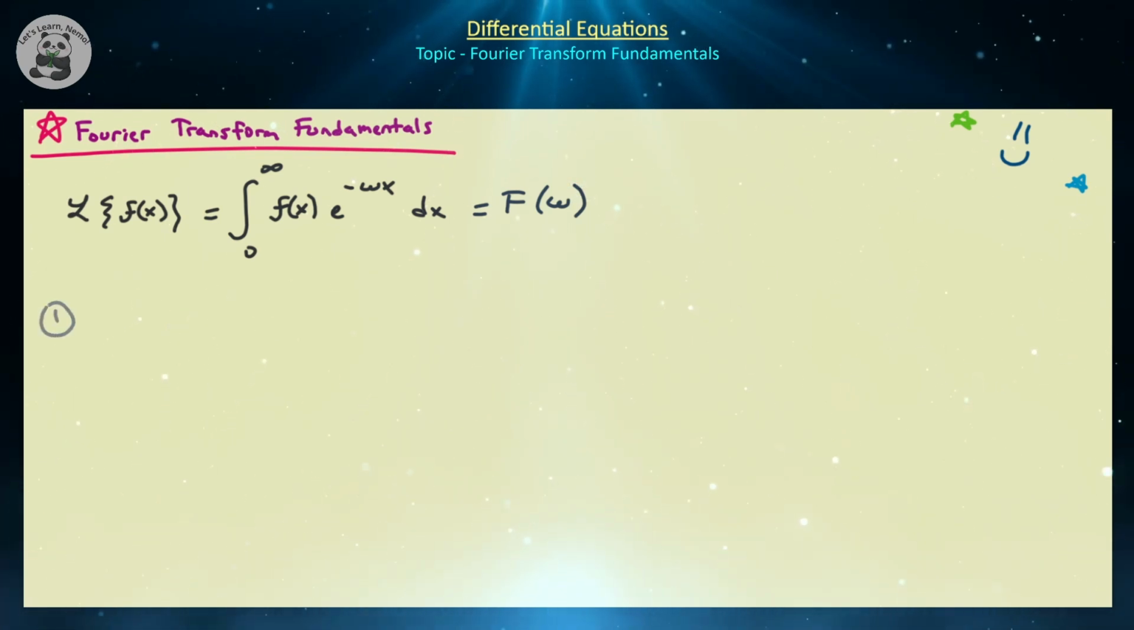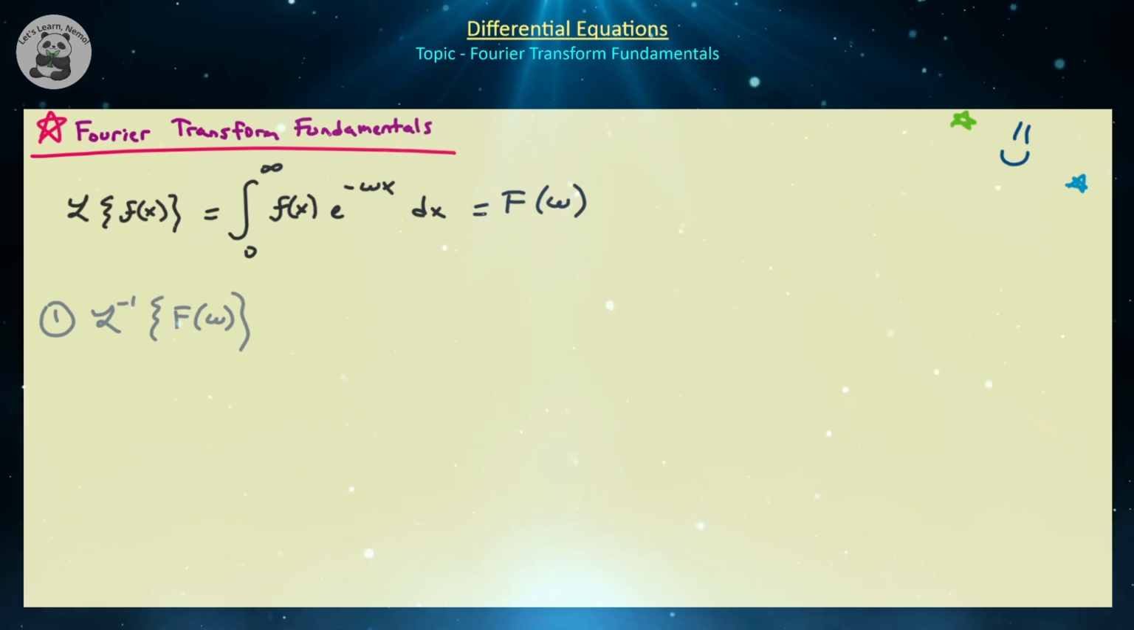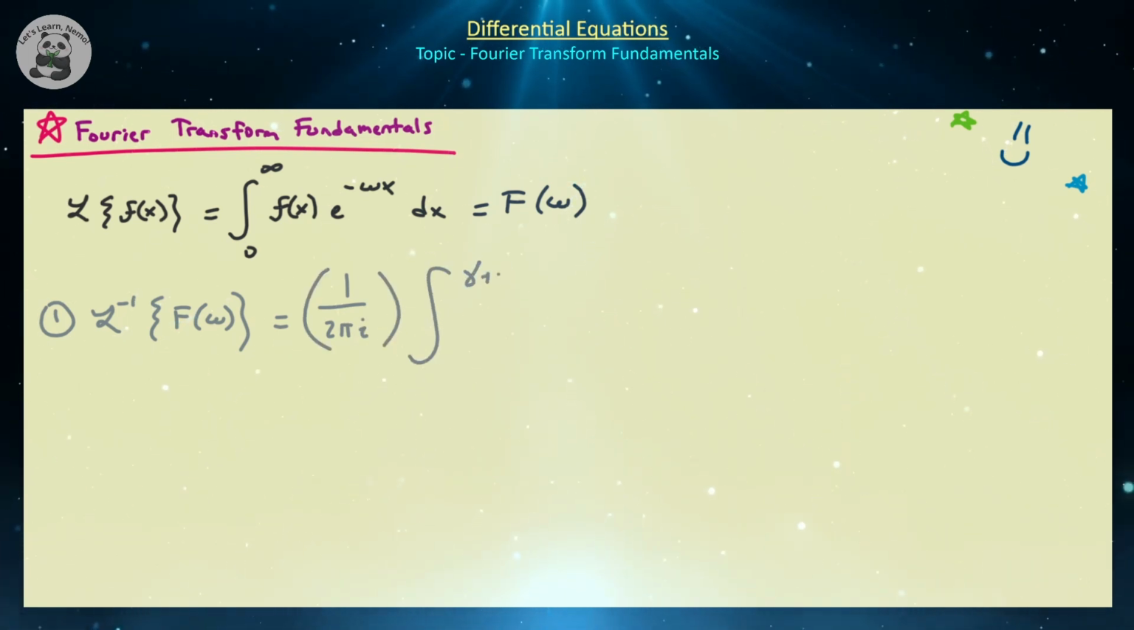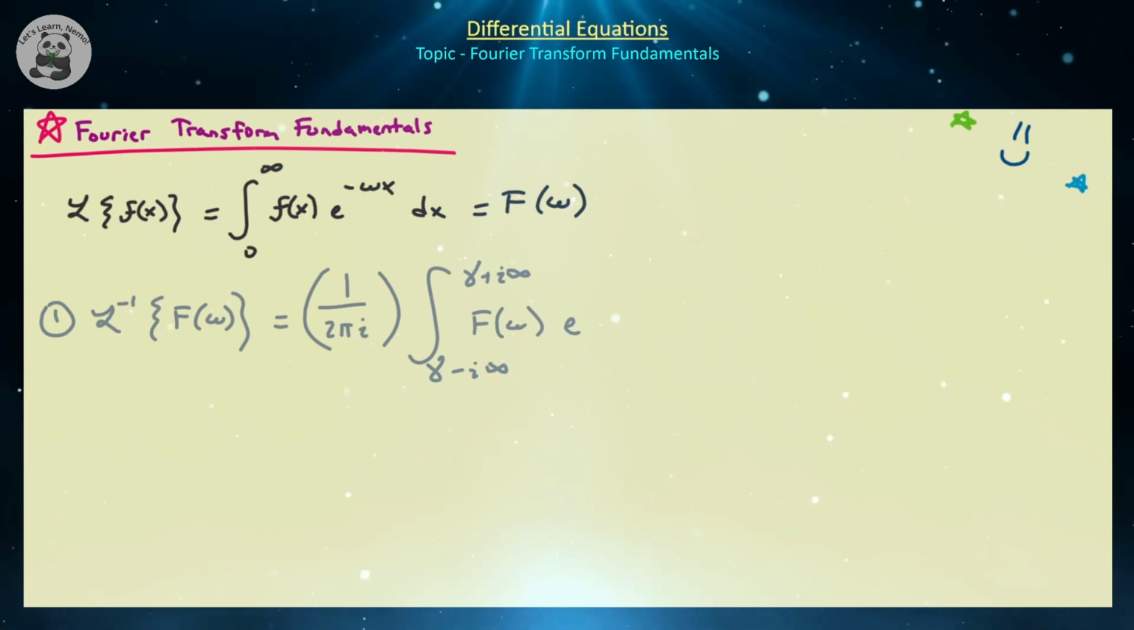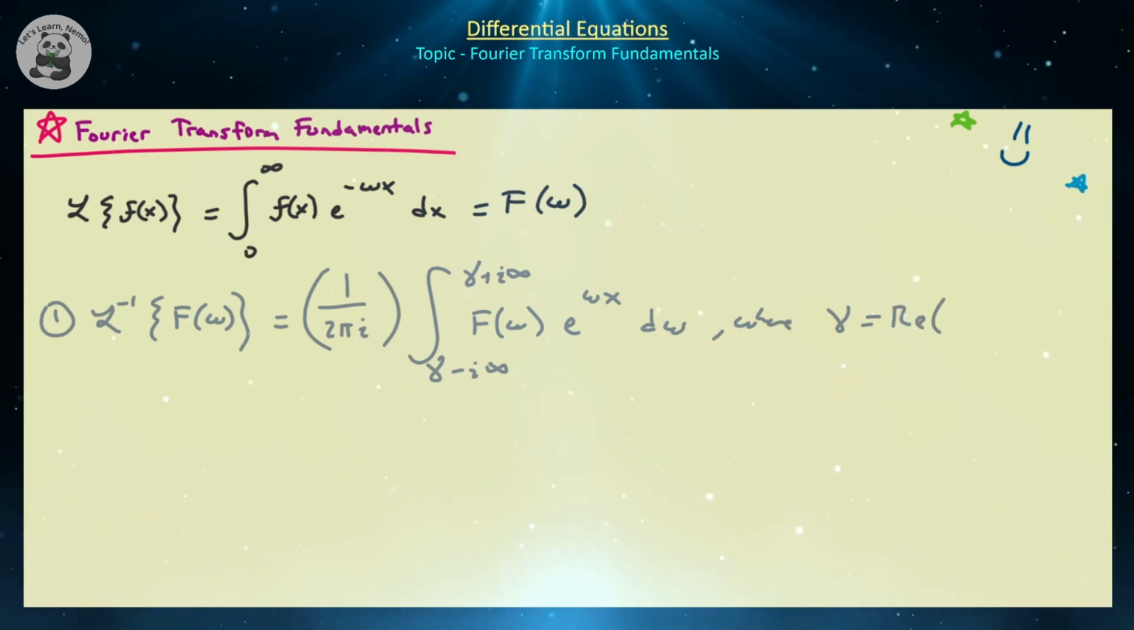But there are analytical methods out there that can do the inverse Laplace transform of some arbitrary function f of omega, and one of them is the following: 1 divided by 2 pi times the imaginary unit i, times the integral from gamma minus i infinity to gamma plus i infinity of the Laplace transform of little f times e to the positive omega x d omega, where this number gamma is the real part of the complex parameter omega, right? So what exactly is this integral?